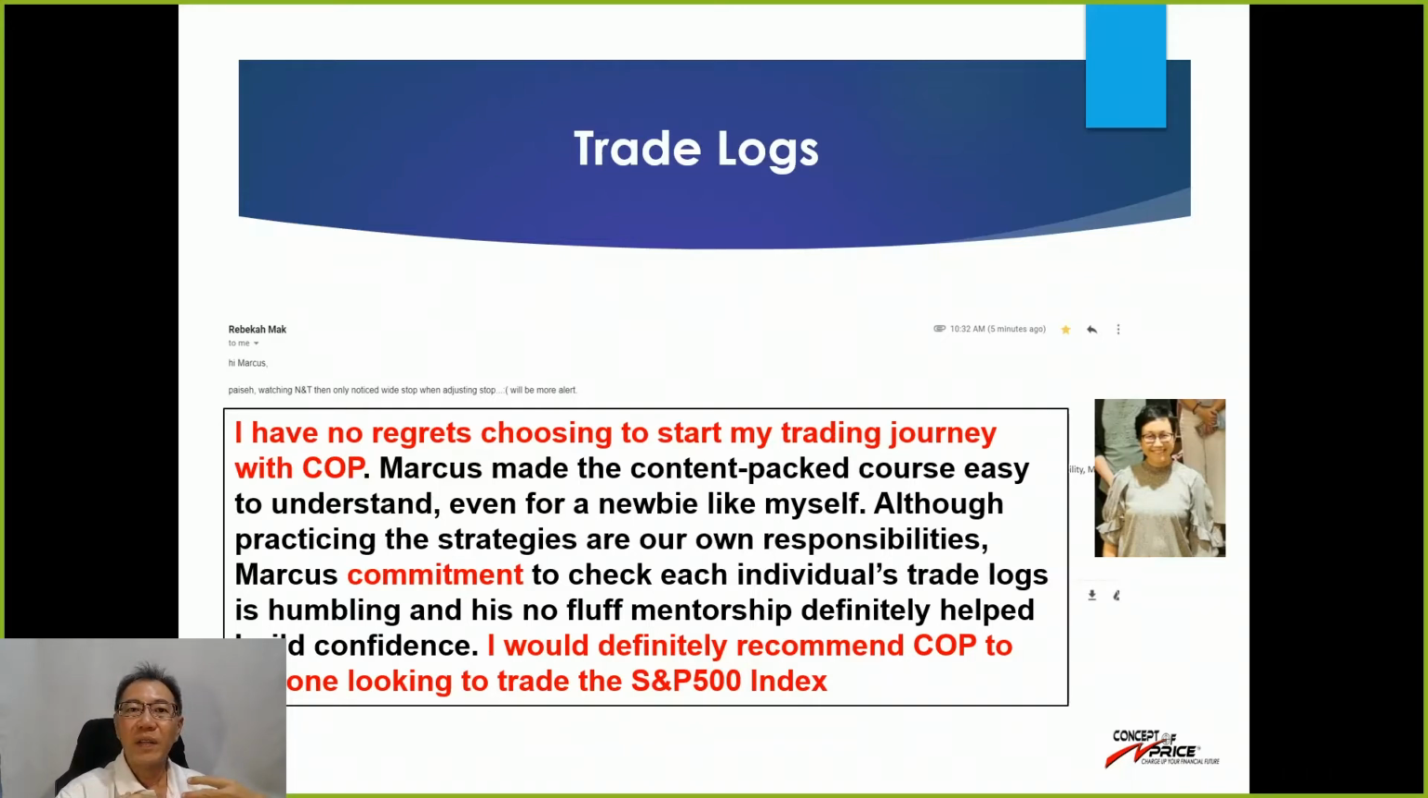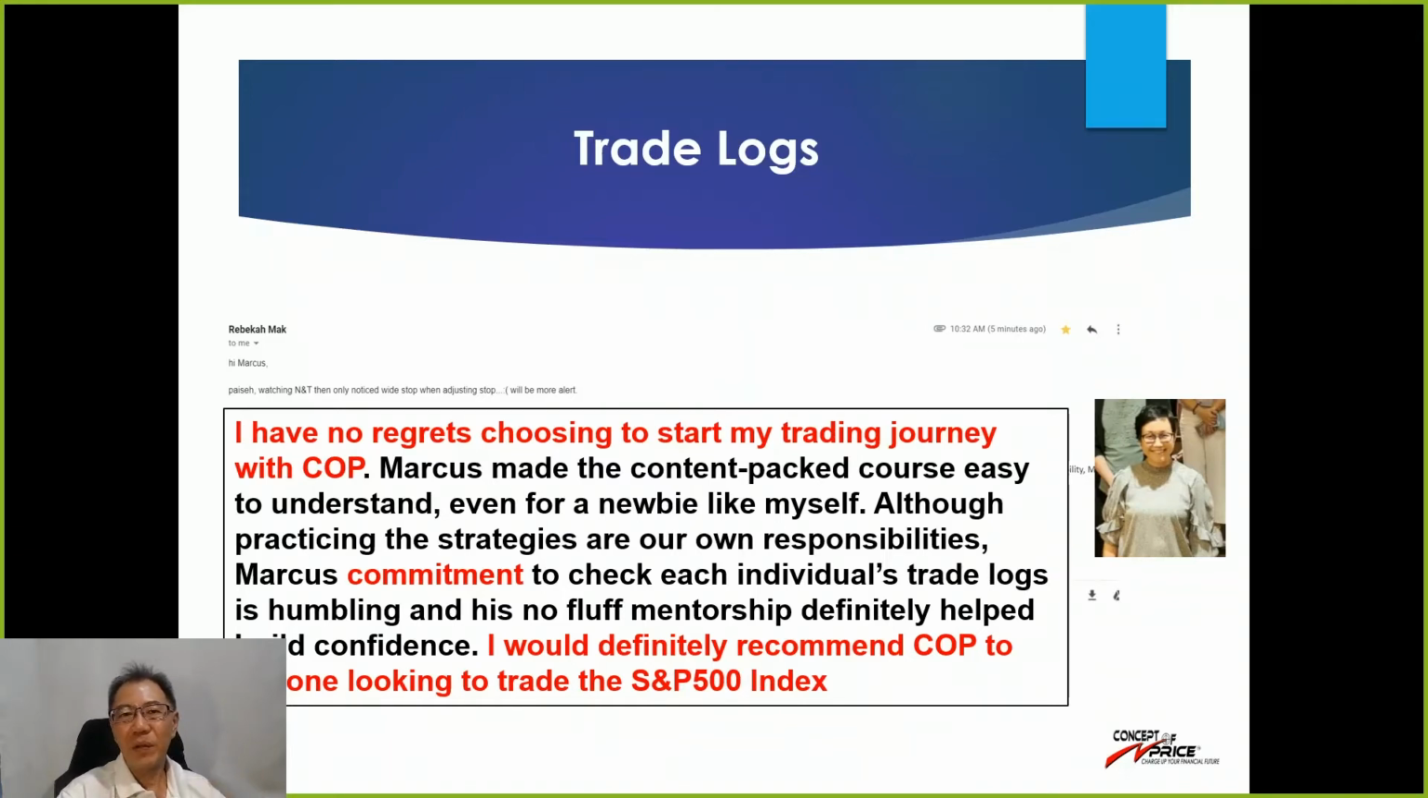Now, every individual who sends their trade logs to me, all their trade logs are not deleted. I will actually create a folder, each individual folder. Each trader has a folder, by the way. And then I'll put all their trade logs into it.